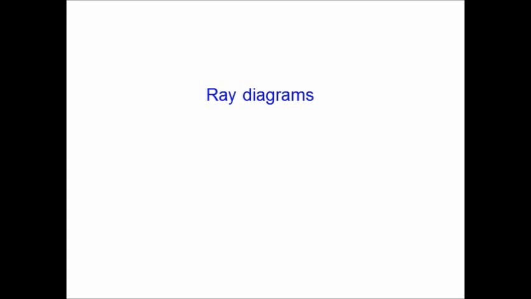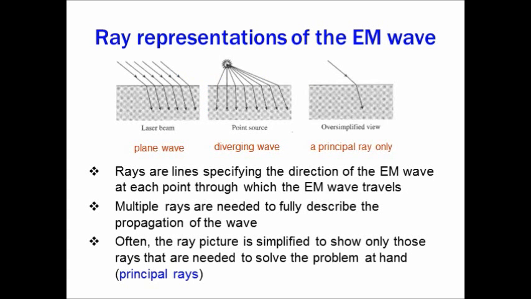Let us now discuss the first method based on ray diagrams. To start, let's recall that a ray is an imaginary line describing propagation of the wave. The ray indicates the direction of the wave at every point through which the wave travels. Rays are merely a trick to visualize the flow of the wave.